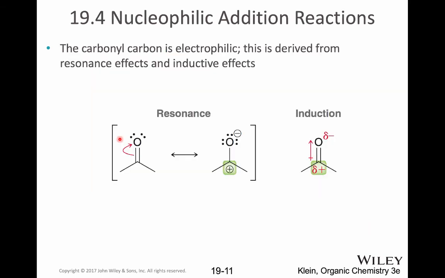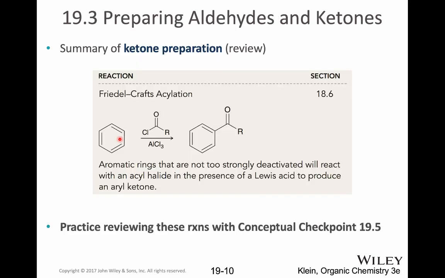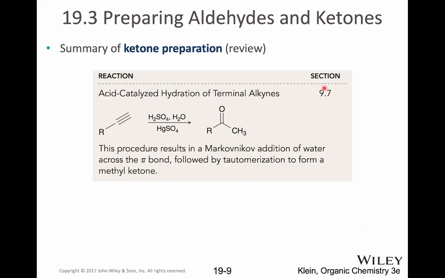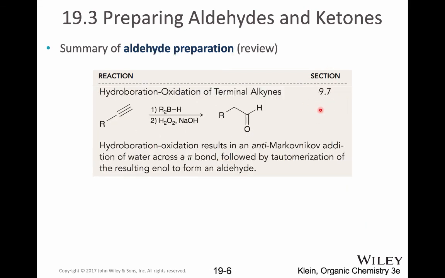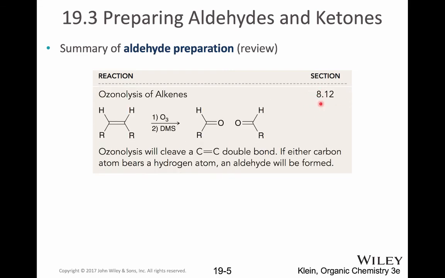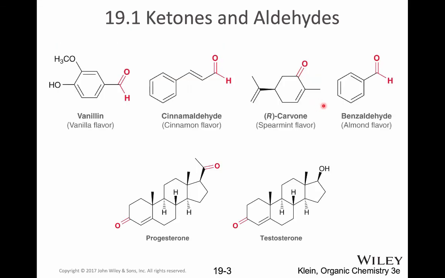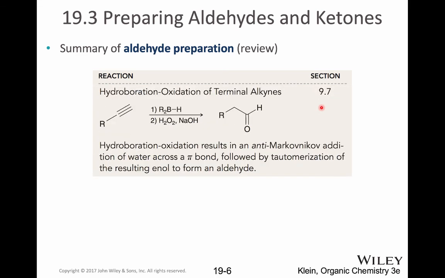So that's a really quick review of the reactions of how we make aldehydes and ketones. And if you go through those slides, you'll see in the corner of each of these slides the section of your book where you encountered these reactions. So 18.6, 9.7, 18.12, 12.10. So these are all reactions we've gone over.